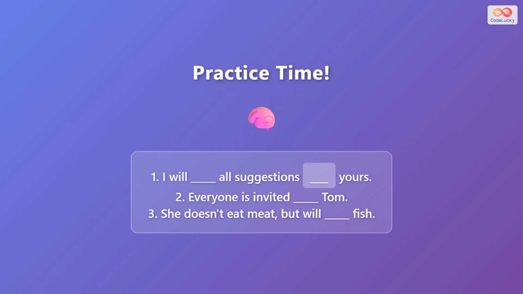Now it is your turn to practice. I will give you 3 sentences with blanks. You need to fill each blank with either accept or accept. First sentence, I will blank all suggestions except yours. Second sentence, everyone is invited blank Tom. Third sentence, she does not eat meat but will blank fish. Pause the video and try to answer these questions. Then check your answers. First, accept. Second, accept. Third, accept. Great job practicing.